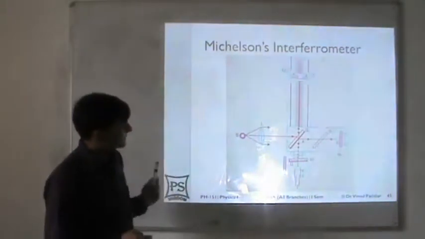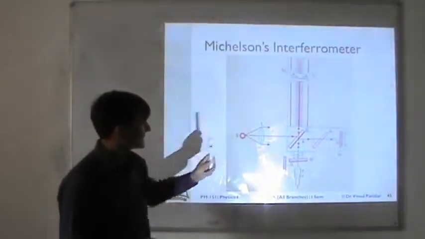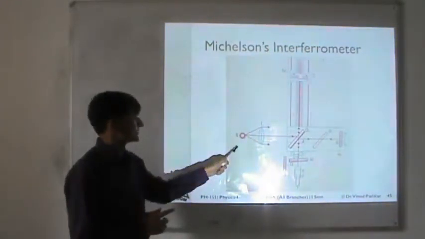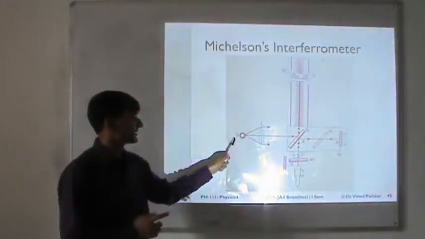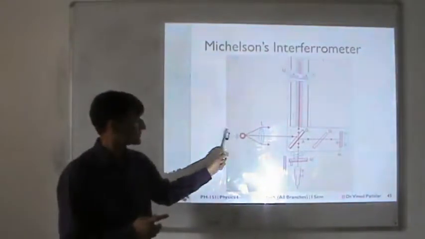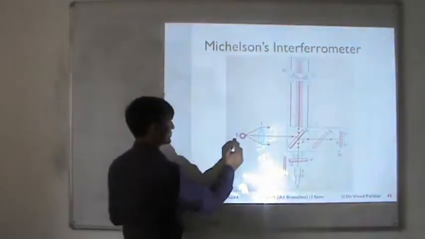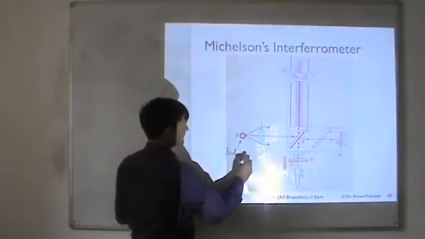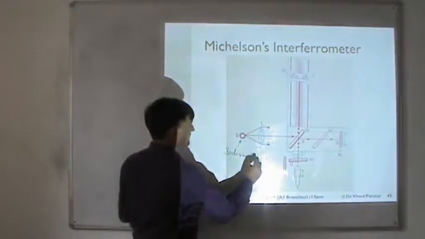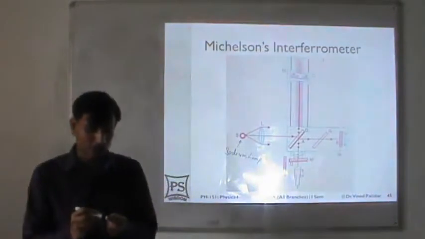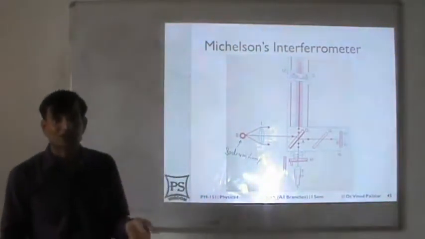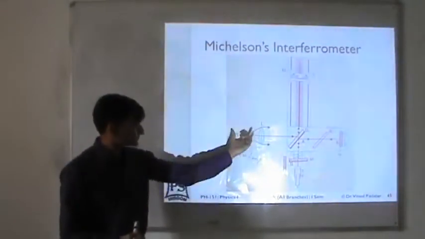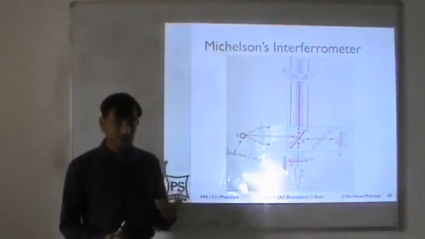Now, if you look at the diagram, this S is the source of monochromatic light. This shows a general laboratory setup. This is a sodium lamp. You can use any other monochromatic source also. You cannot use white light because white light is not strictly monochromatic. But any other source, even a laser, you can use.